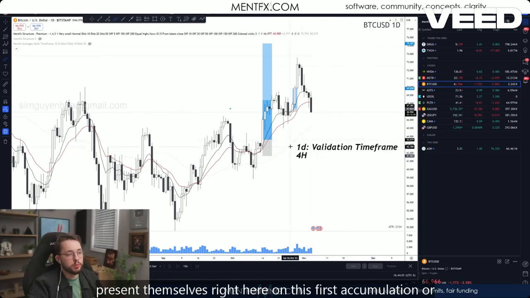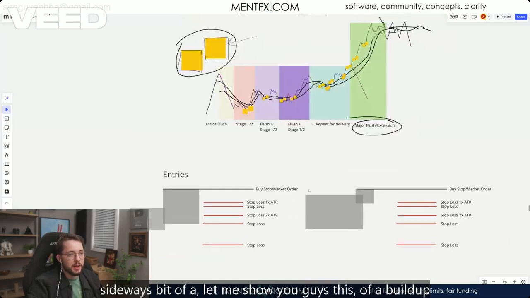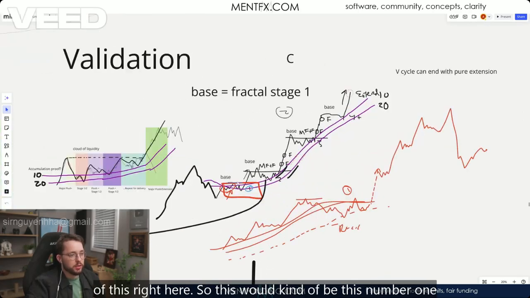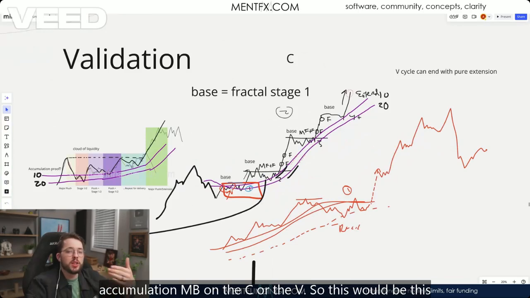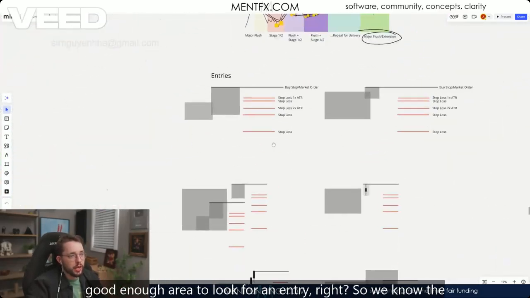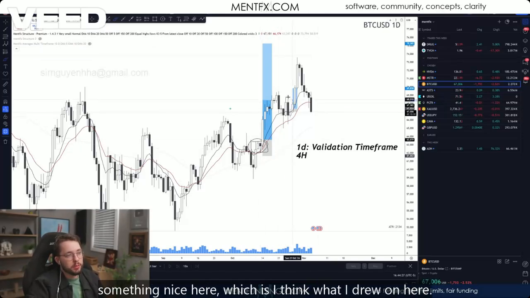Well, the best opportunities would probably present themselves right here on this first accumulation or momentum MB. So this would count as maybe the first sideways bit, let me show you guys this, of a buildup of this right here. So this would be this number one or this first base that's happening as an accumulation MB on the C or the V and is now acting as a good enough area to look for an entry, right? So we know the 4 hour is going to be good here. Maybe it's going to provide something nice here, which is, I think, what I drew on here.